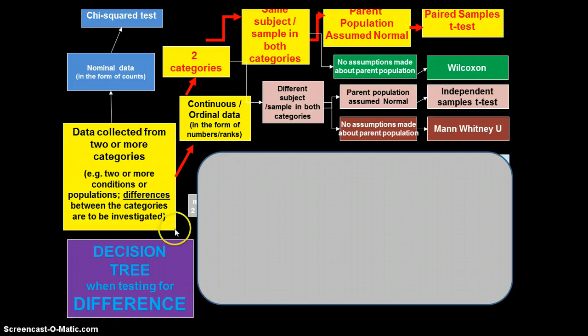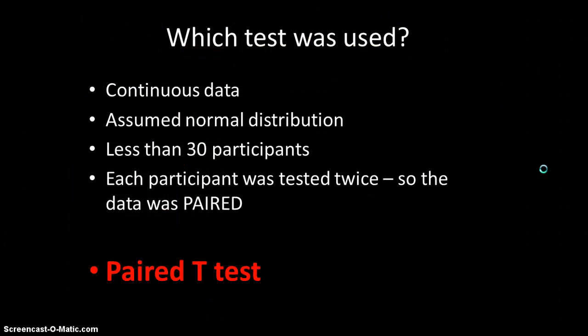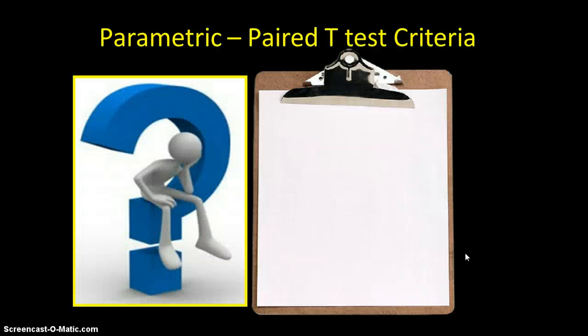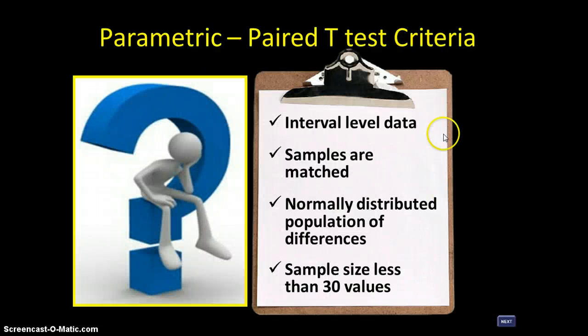But your justification will come from explaining why this process is the right process to go through. Why? And I've kind of summarised it there. Because of these things, we'll use a paired t-test. Here's another little visual of the sort of criteria for a parametric paired t-test. So samples are matched, they're paired, it's actually continuous data, we're assuming normality, and there's a sample size less than 30.